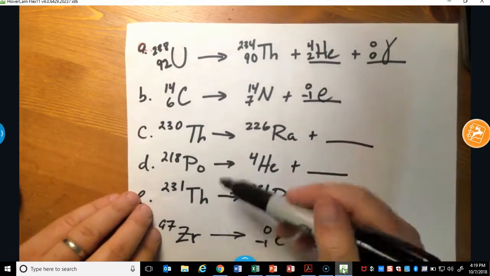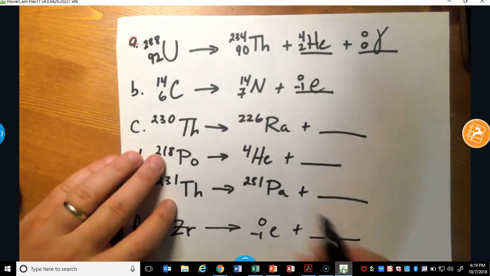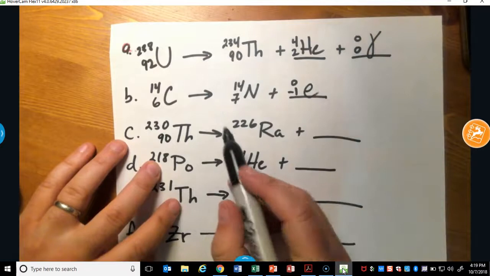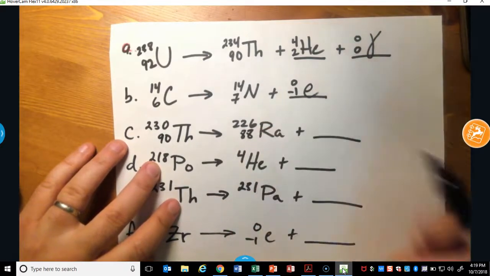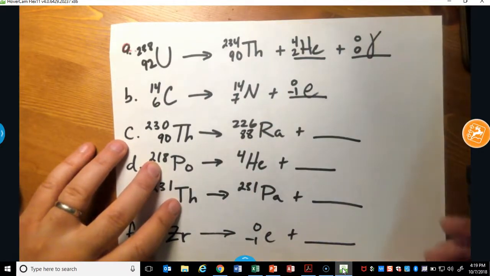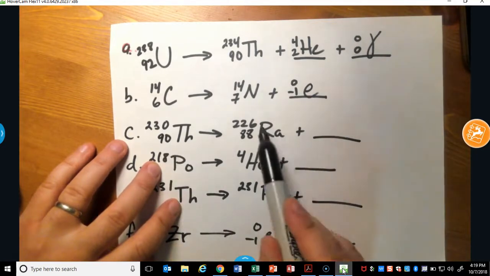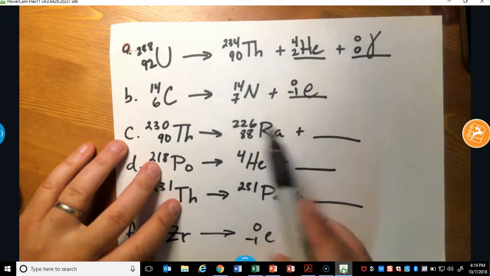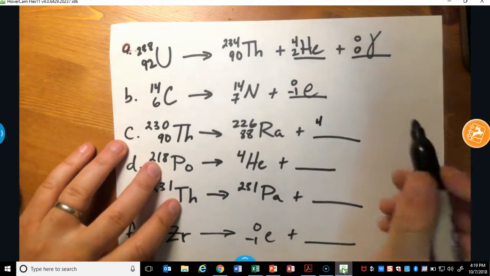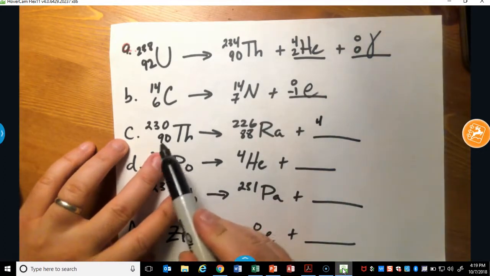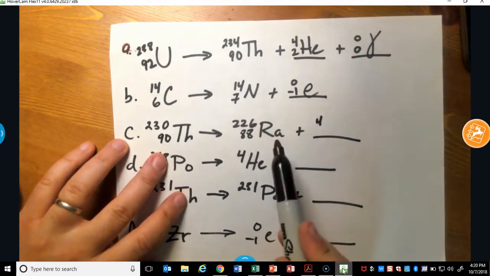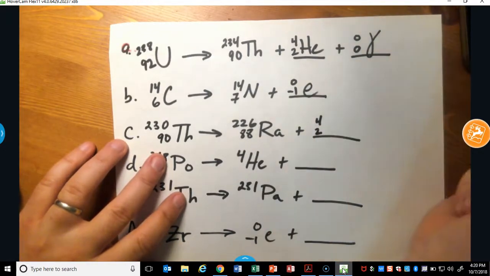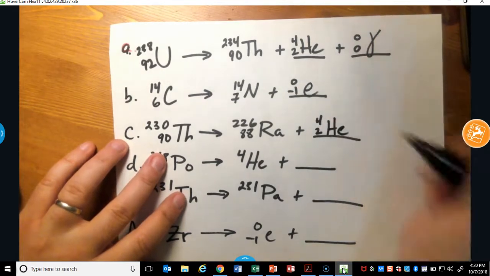All right, I'll do one more, and then I want you guys to fill in all the rest on your own. So thorium is still 90, just like it was up here. Radium, if you look on the periodic table, is 88. That's an atomic number of 88. Now I see here the mass is 230. That means these 2 particles have to combine for a mass of 230. Since this particle is 226, this one has to have a mass of 4. Same thing with the atomic number. The atomic number over here is 90, which means it needs to be 90 over here. Since that particle has an atomic number of 88, this particle has to have an atomic number of 2, which makes it an alpha particle.